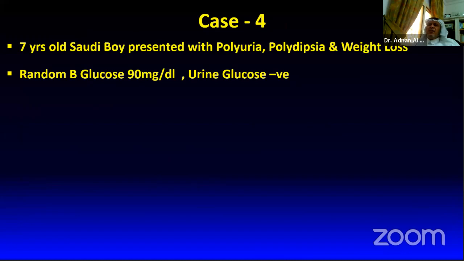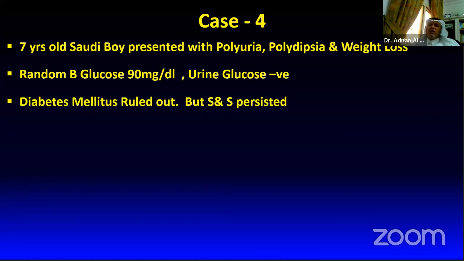This is a 7-year-old child presented with polyuria and polydipsia and weight loss. Blood sugar was actually normal, and there was no glucosuria. So this ruled out diabetes by this finding.